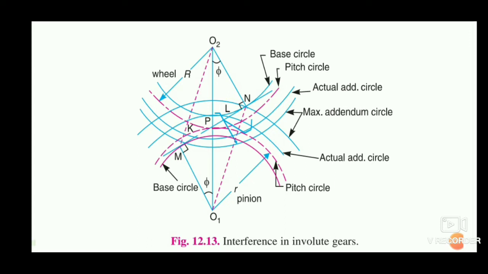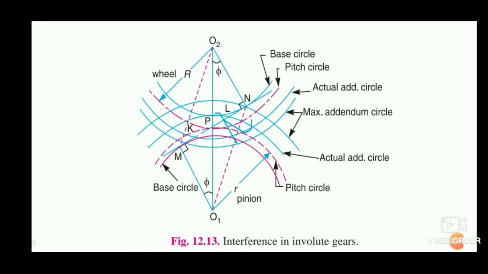From the name, it suggests that interference means one person interfering in another's life. You are involving yourself in another's space. Similarly here, when two teeth on the gears, for example a pinion and a gear, are meshing with each other and come closer, one tooth comes over the other. When it happens, there will be some undercut or extra wear and tear on the gears.